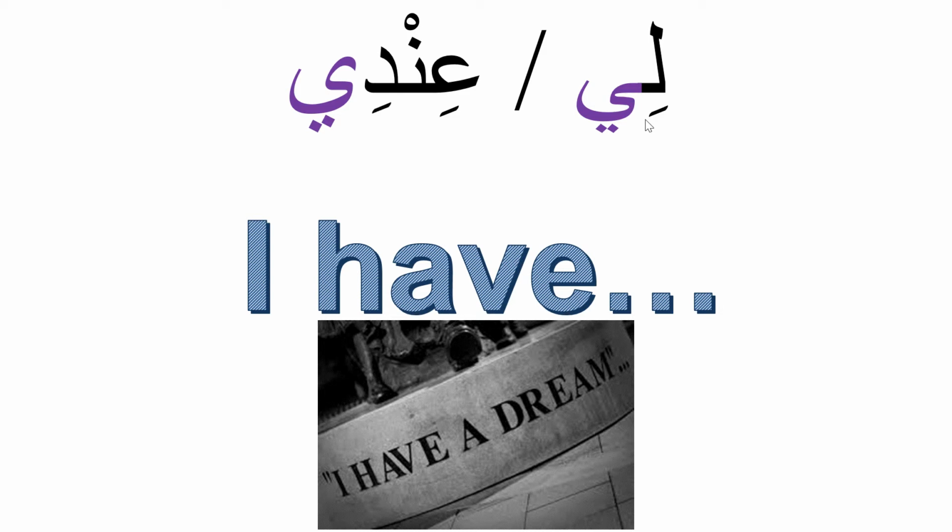Now, we have other prepositions of belonging that we can use to indicate ownership. The one after this on the same slide is eind, with an ein. Now, this preposition normally means at. So if someone asks you, where are the keys? Where's the car? You could say, عند البيت, at the house.